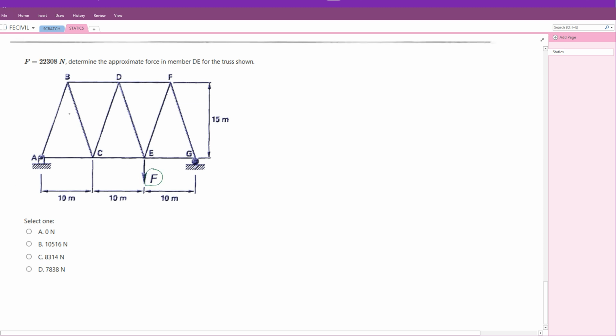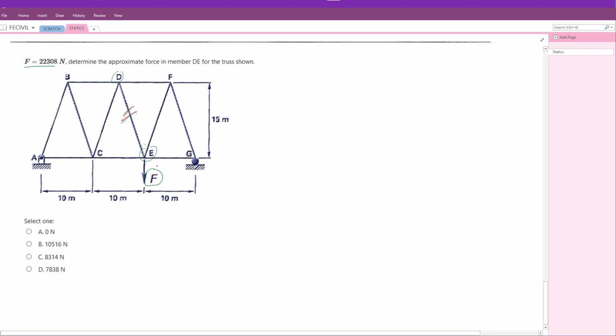This force right here is equal to about 22 kilonewtons. Okay, so determine the approximate force in the member DE for the truss shown. Okay, D and E. So this is the one that we're interested in. Change this one to red so you can see it. So this is what we're interested in.